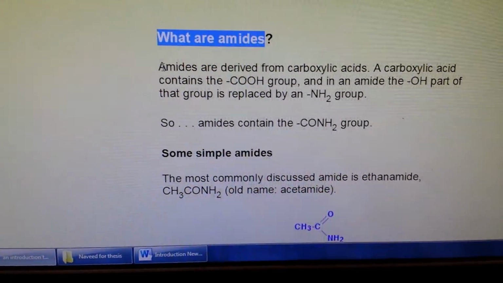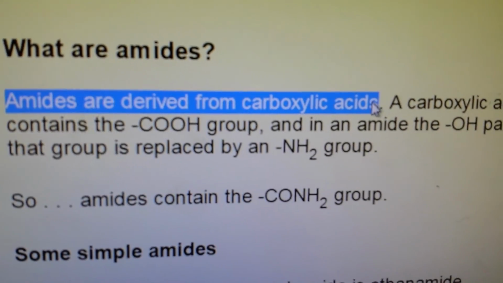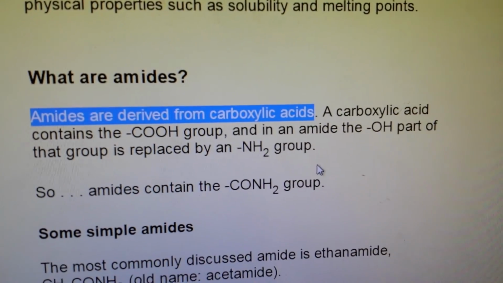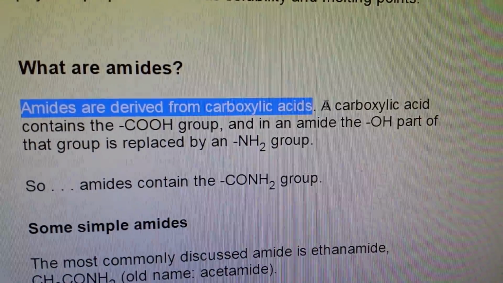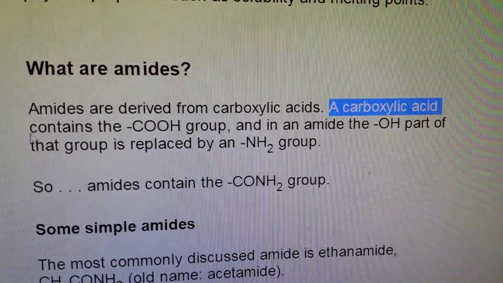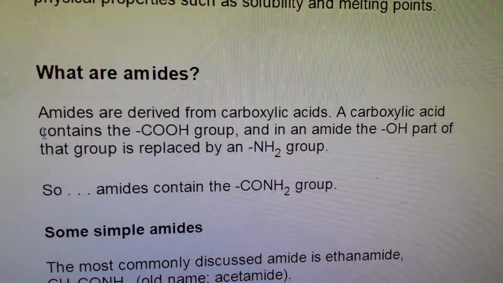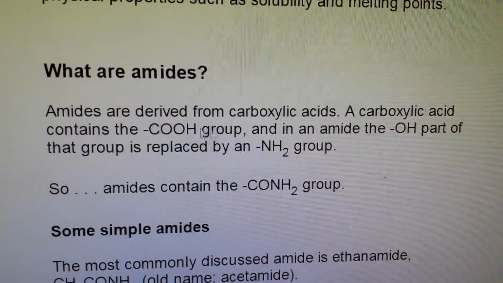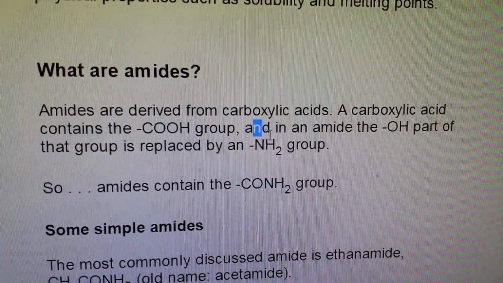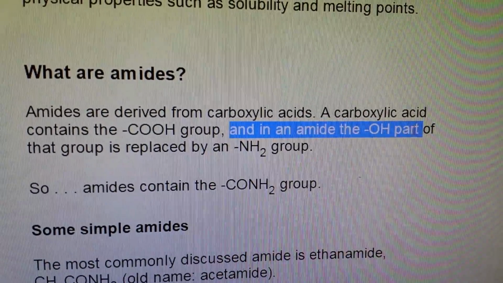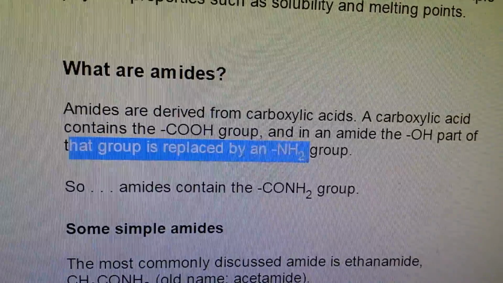What are amides? Amides are derived from carboxylic acid. That's the first thing you need to know. And what does a carboxylic acid contain? A carboxylic acid contains the COOH group, and in an amide, the OH part of that group is replaced by an NH2 group.